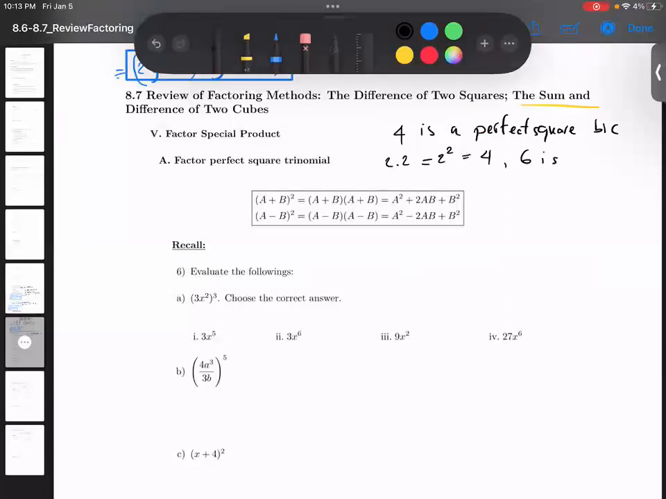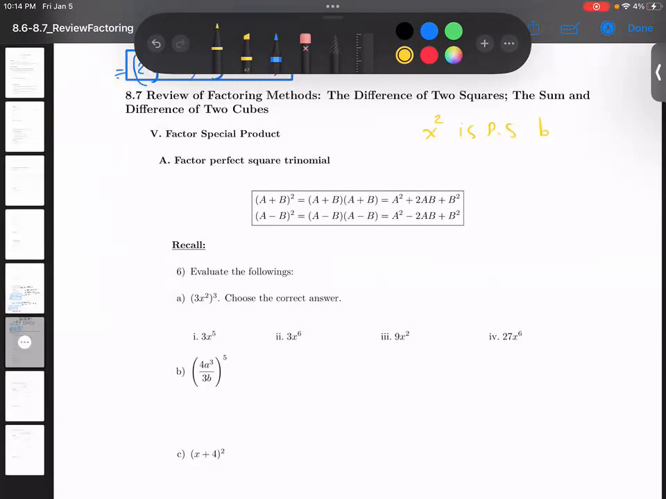6 is not a perfect square. PS is short for perfect square. Why? Because there's no number that when you multiply it by itself gives you 6, right? But 9 is a perfect square, because 3 times itself is 9, right? So when you can write a number as a product of some number times itself, that is a perfect square, right?